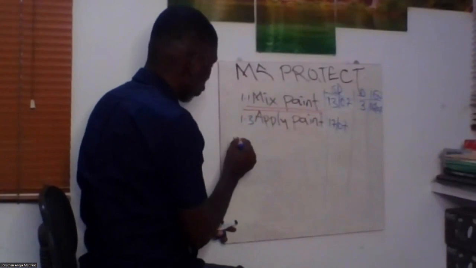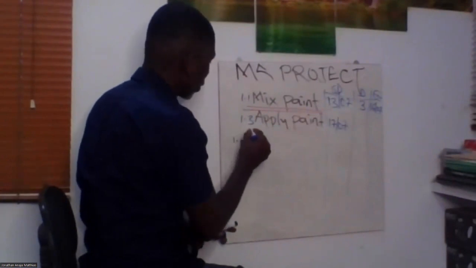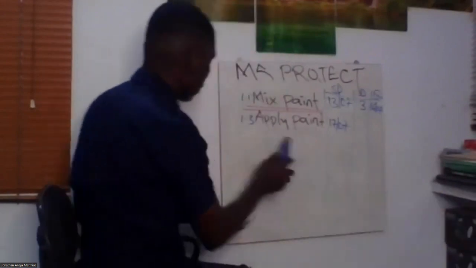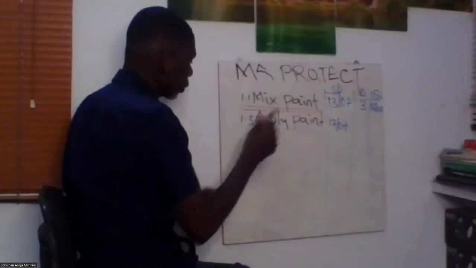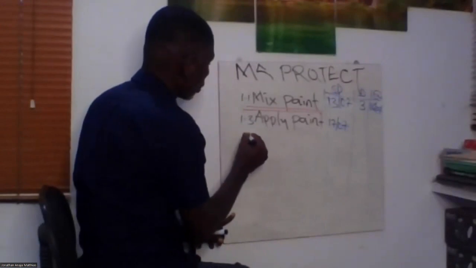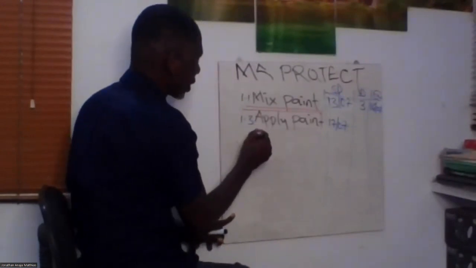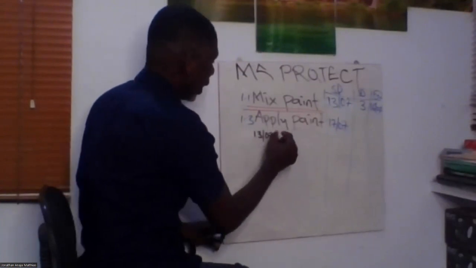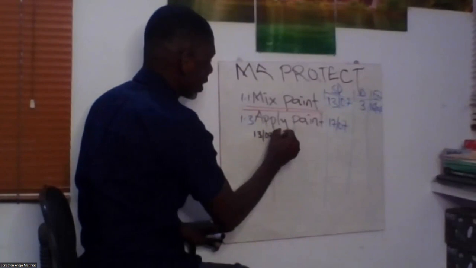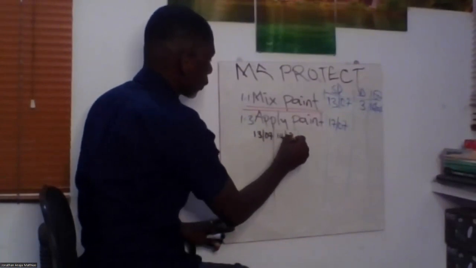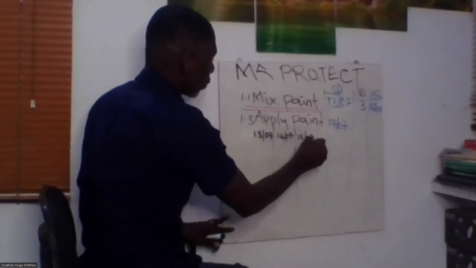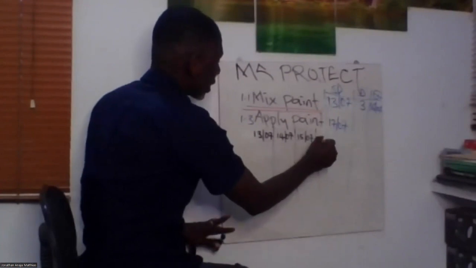If 1.1 is starting on, okay, let me use the black. If I have tomorrow's date as 13, then the next date is 14th. The next date is 15th. The next date is 16th.